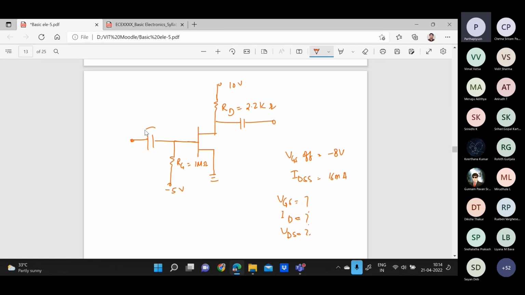What are these capacitors? These are called coupling capacitors. What they do is only allow the AC components and stop the DC. When we go to the amplifier, I will explain the working of the coupling capacitor, and we also have a bypass capacitor. In the next topic after this, we have the amplifier. There I will explain the use of these capacitors.